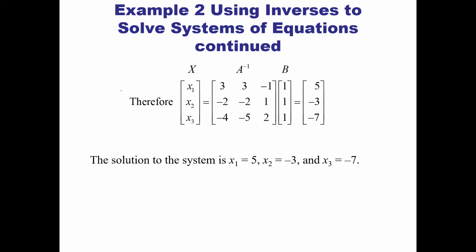Now when we do that, we just multiply: 3 plus 3 is 6, minus 1 is 5, and so on. And then x1 is 5, x2 is minus 3, x3 is minus 7. So it works out quite nicely when you do this. All right, so let's stop there and we'll come back for some more.